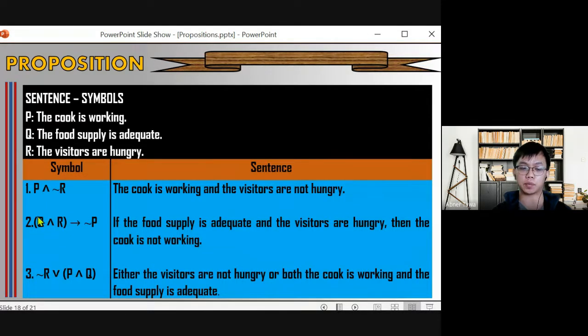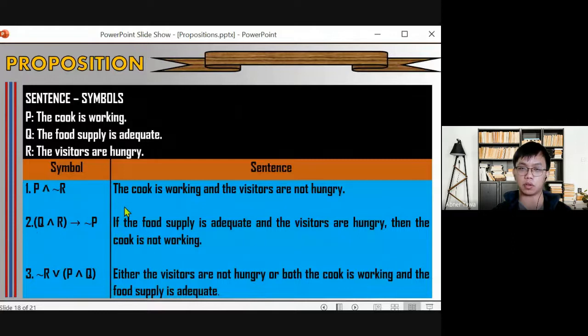Number 2, we have open and close parenthesis, Q and R implies not P. Or we have here if Q and R then not P. So our hypothesis will be this whole part, and our conclusion is not P. So we're just going to substitute.